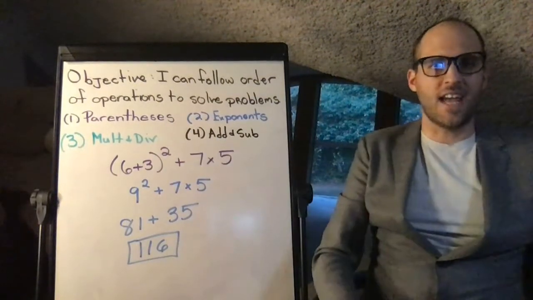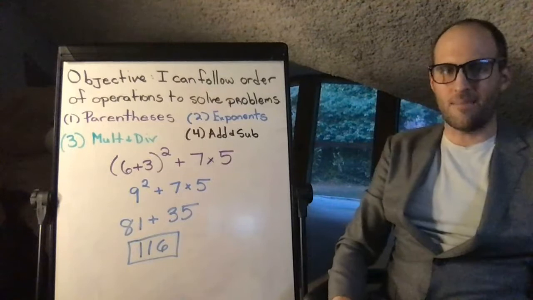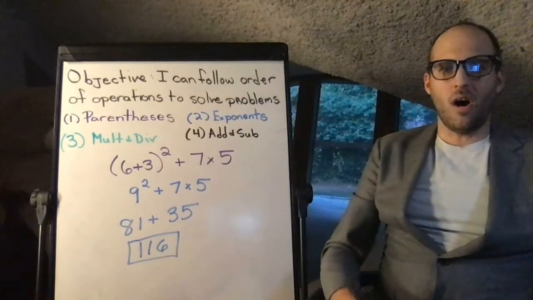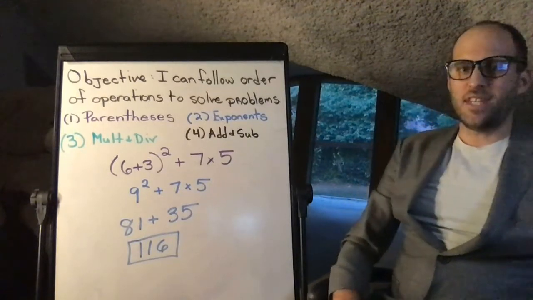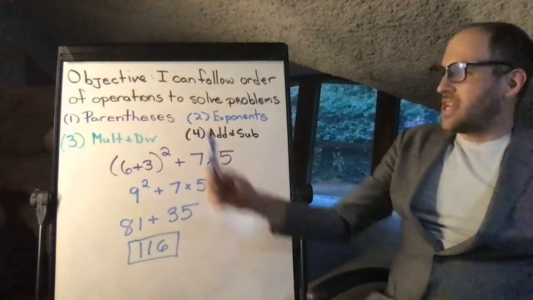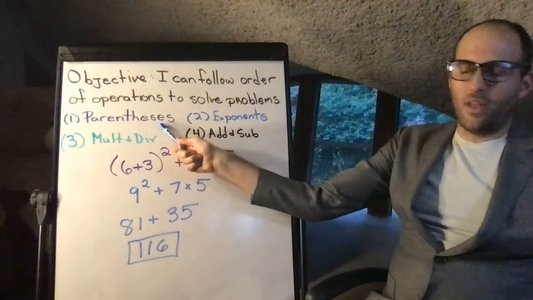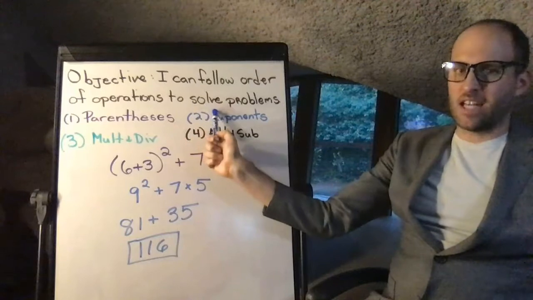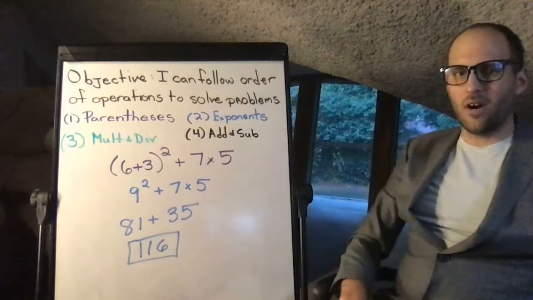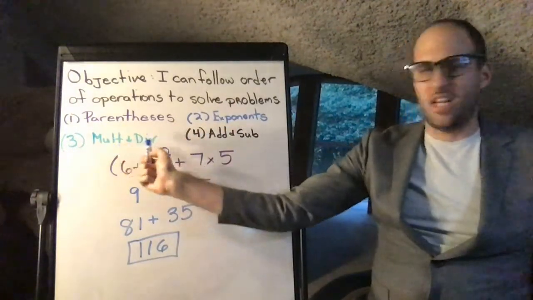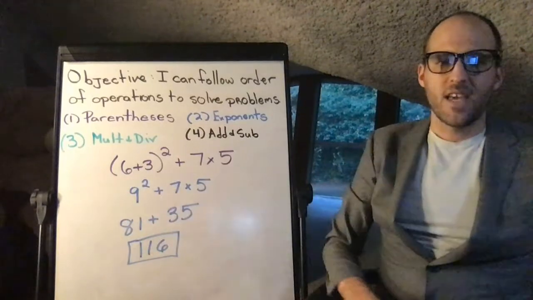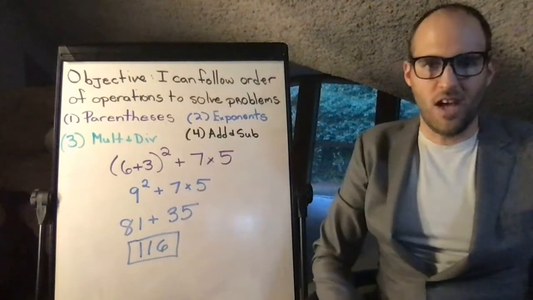Parentheses is the king of the jungle when it comes to order of operations. You have to do all work inside the parentheses first. Then you go right back to where we were the last time. Parentheses to exponents, do all your exponent work. Then you go to multiplication and division, again left to right, and then adding and subtracting from left to right.